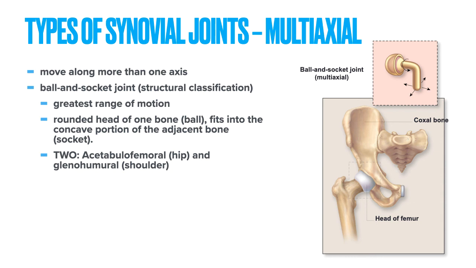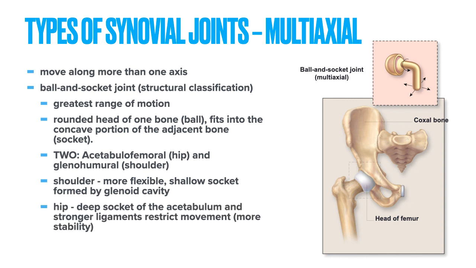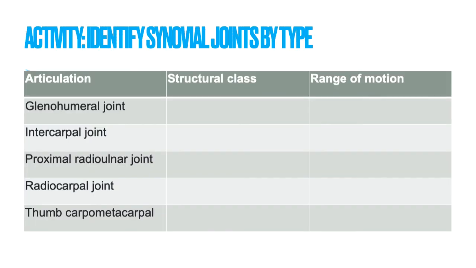You have the acetabulofemoral joint, which is at the hip, and the glenohumeral, which is at the shoulder. The shoulder is more flexible, and that's because it has a more shallow socket formed by the glenoid cavity, and that allows for a little bit more motion. But the hip has a deeper socket at the acetabulum, and it also has some stronger ligaments, and that restricts the movement. But that provides more stability, which you would want for your lower limbs.